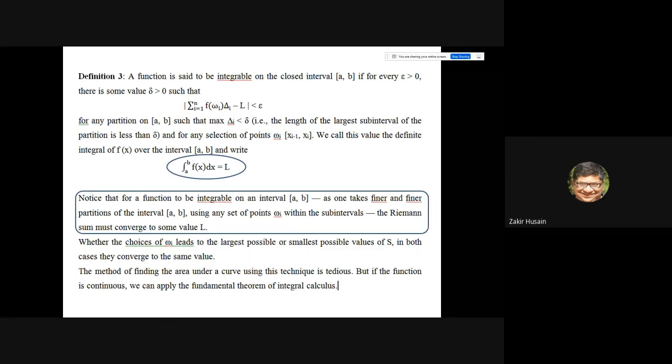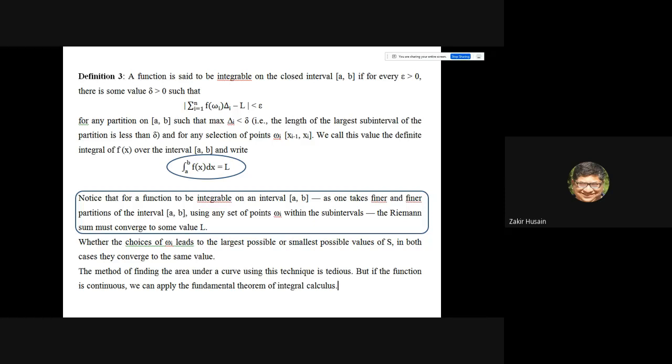So at this limiting value, it doesn't matter which omega we choose within the subinterval. Whether we go for the smallest omega or the maximum omega, or we go for an intermediate value of omega, in all cases, they will converge to the same value.